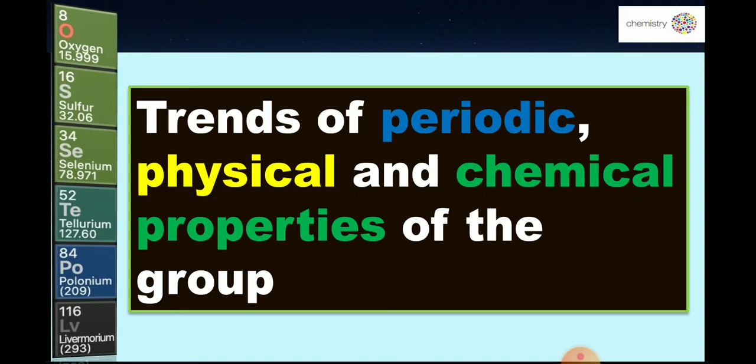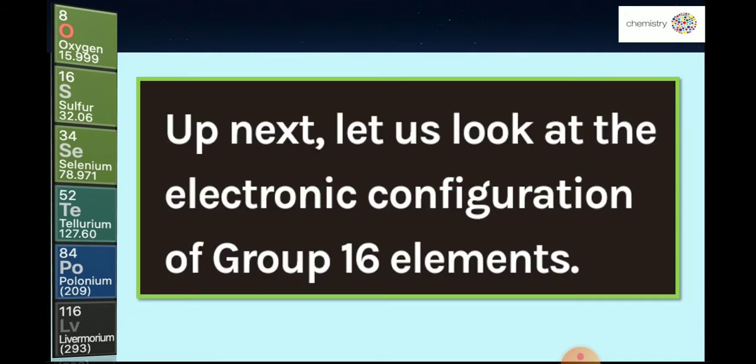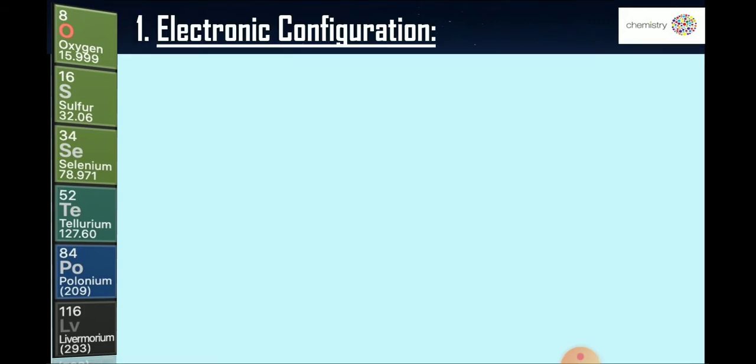Clear? Okay. So this is about the occurrence of the chalcogens, the oxygen family. Let us move to the next concept: trends of periodic, physical and chemical properties of group number 16. First, let us look at the electronic configuration of group number 16 elements.